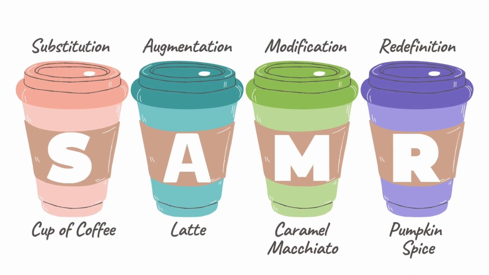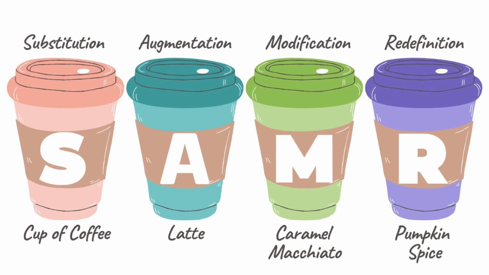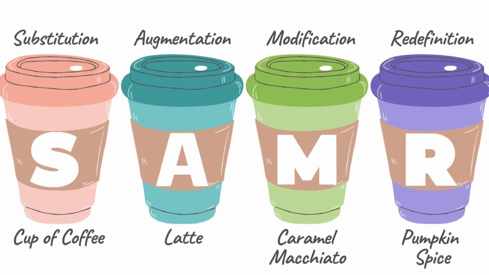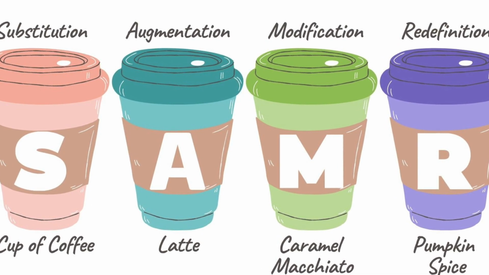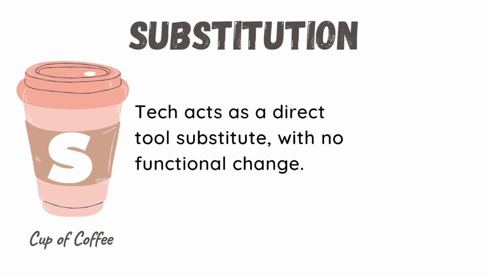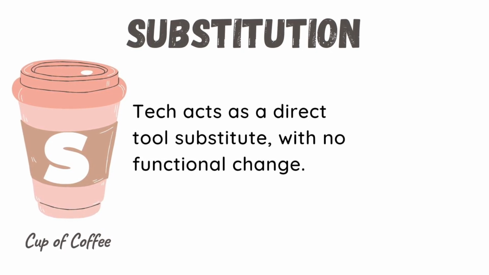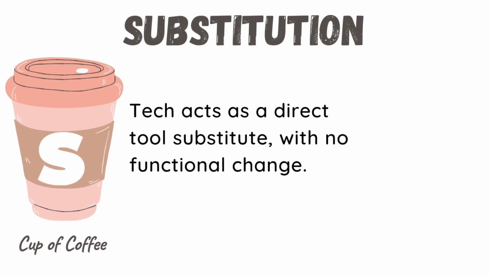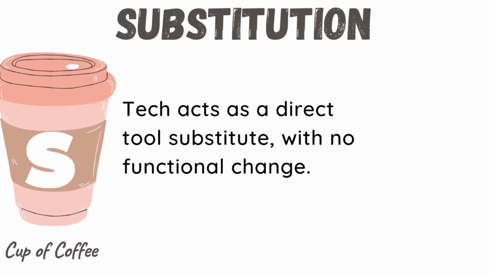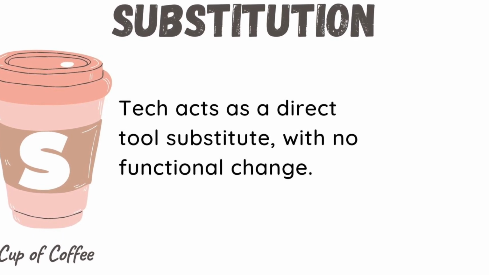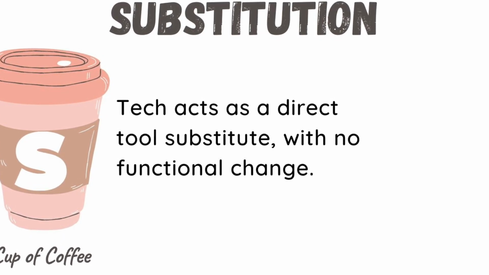Let's take a quick look at the coffee example. This is a pretty common example. Most people drink coffee, unless you're Misty. You substituted a plain cup of coffee at home for a more expensive version of plain coffee from a restaurant. This is the equivalent of having your students type a paper versus having them handwrite it.